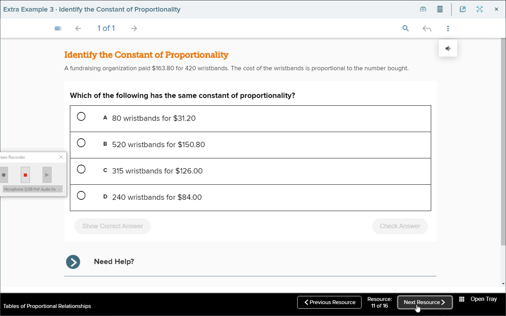No. The third one is 126 divided by 315. That one's 40 cents each. Okay, so which one is it going to be? What's our answer going to be? A. Because that one equals 39 cents. Okay. Does that make sense? Okay.